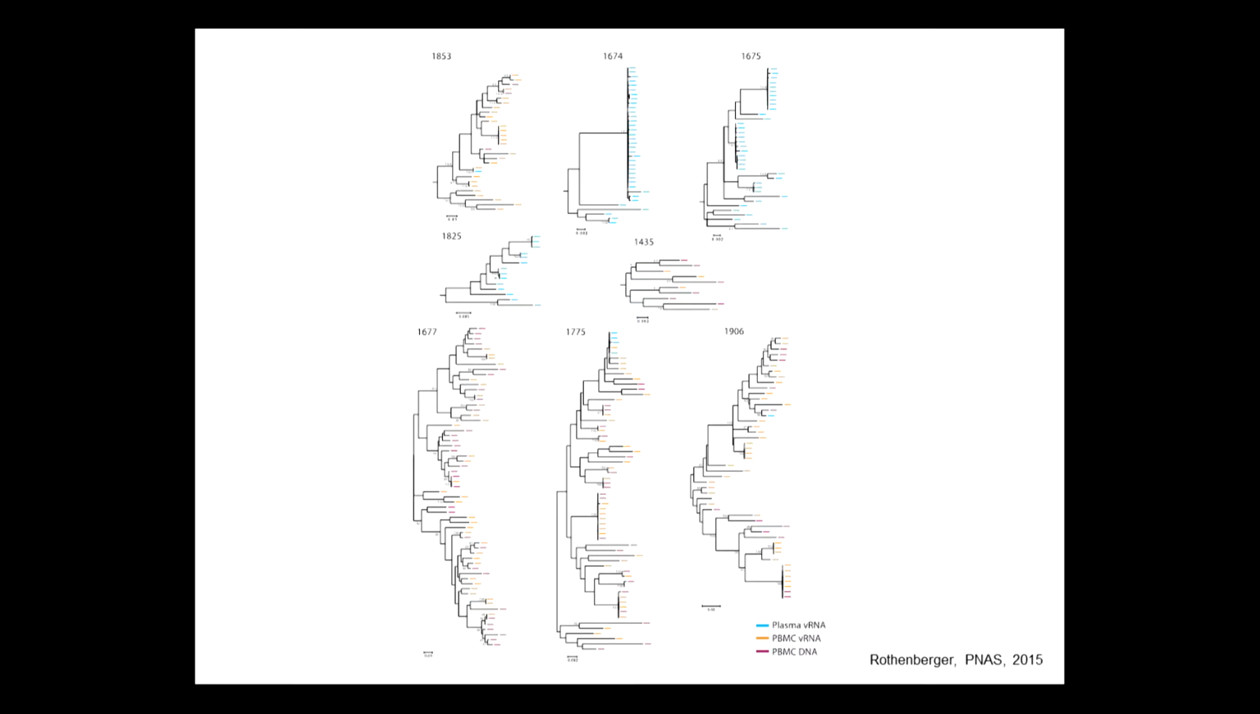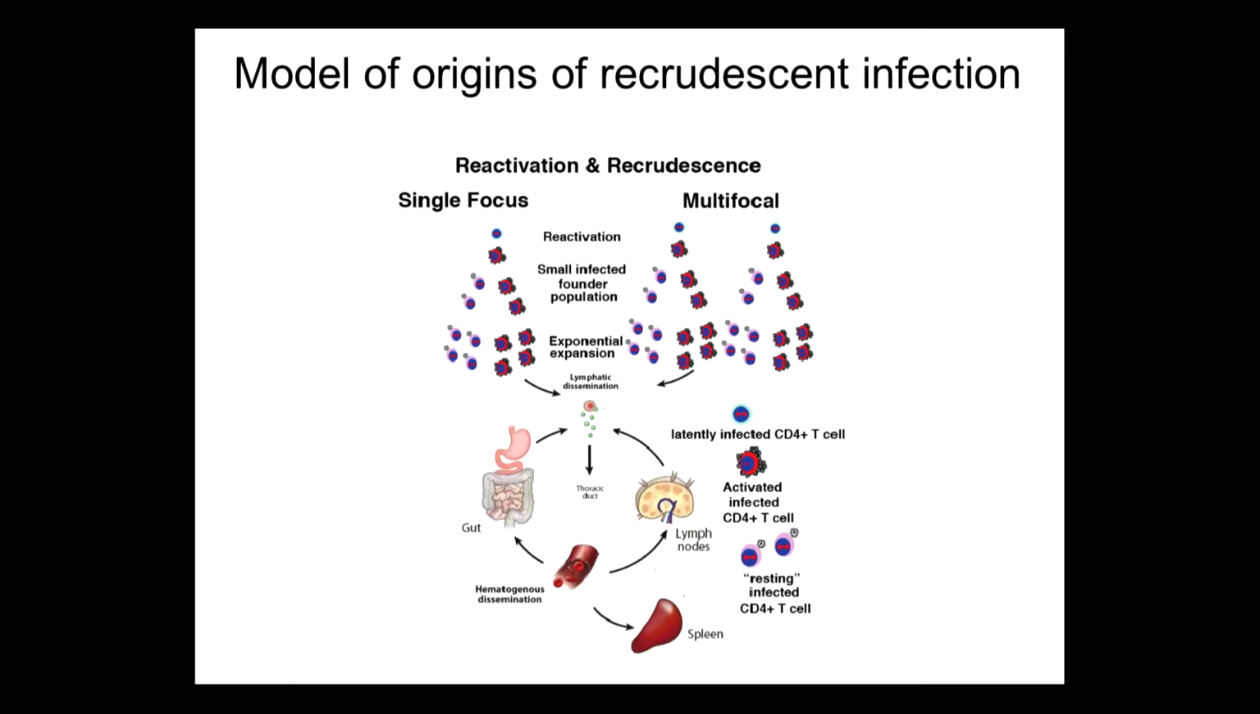So what you have then, I said that your two choices were a single focus of recrudescence, so reactivation from one or a few cells. You have a small infected founder population with expansion, and then that cycle that I showed you before with draining into the thoracic duct and dissemination to the lymph nodes, the spleen, and the other organs. The other possibility is this multifocal reactivation, which is indeed what we saw when we looked at the tissues from the latent pool, or from the pool of latently infected cells.